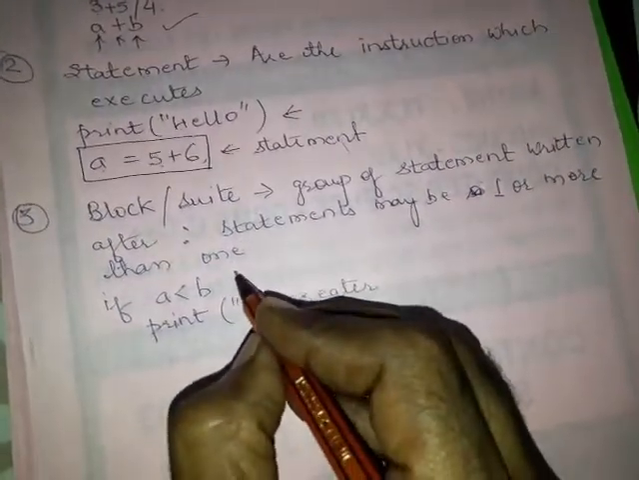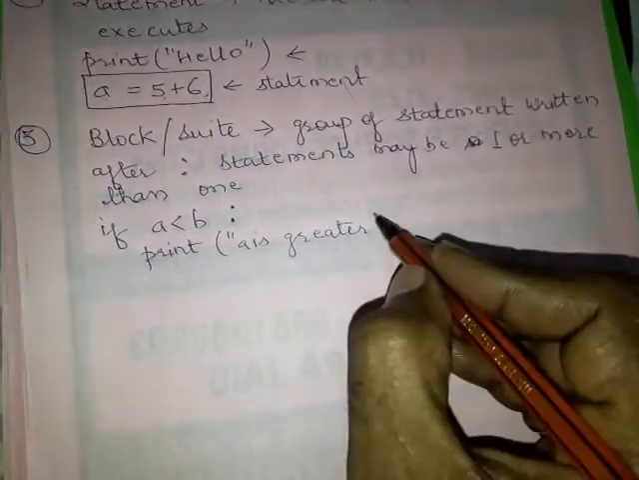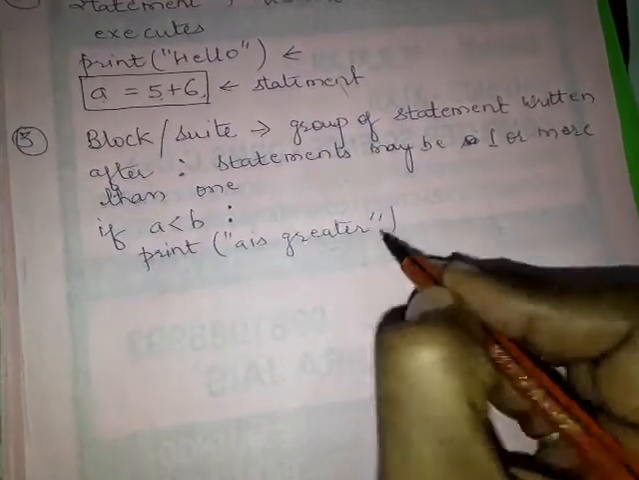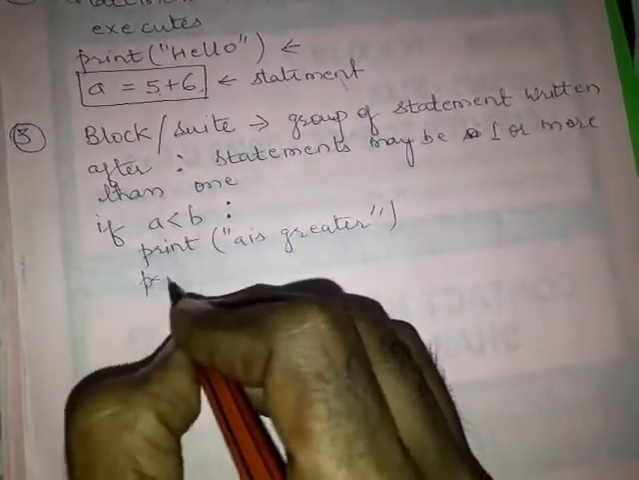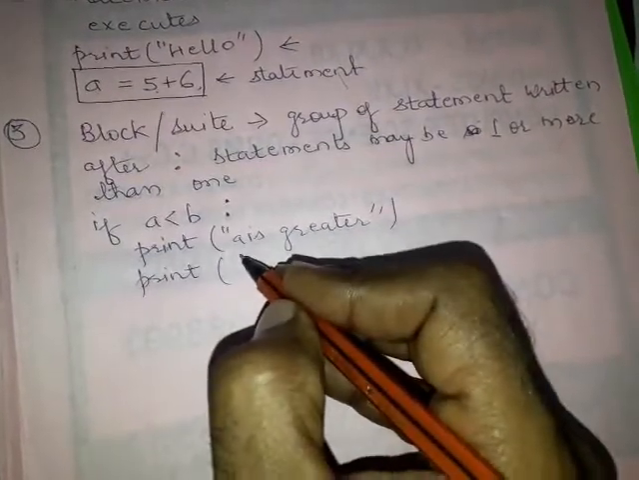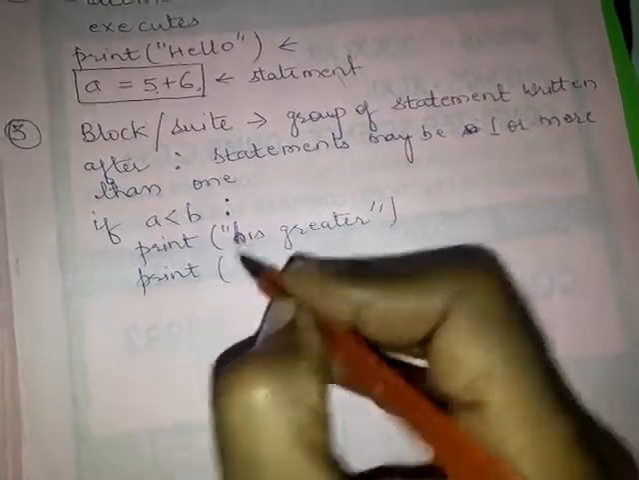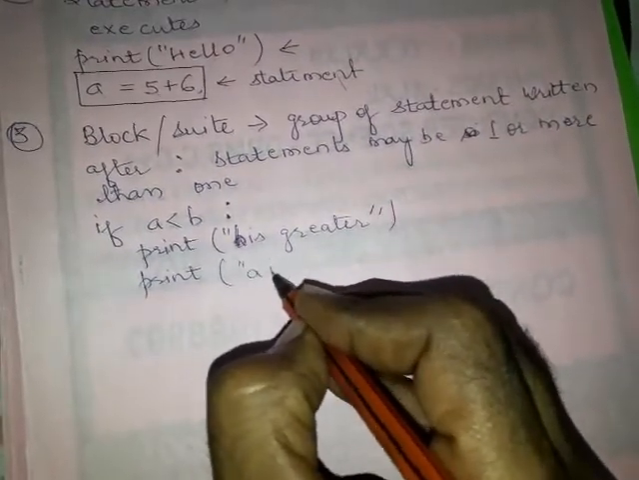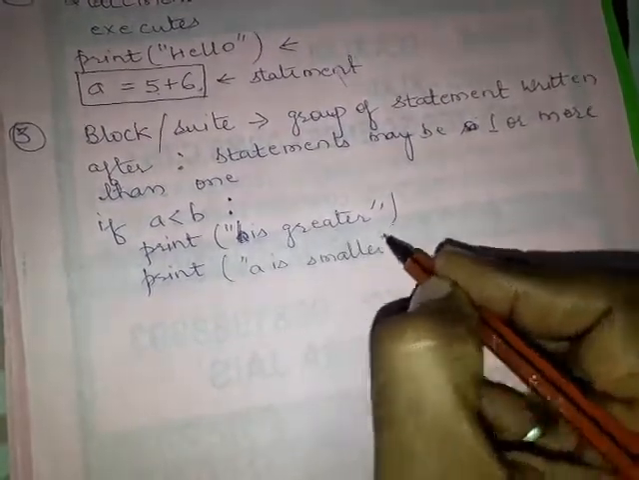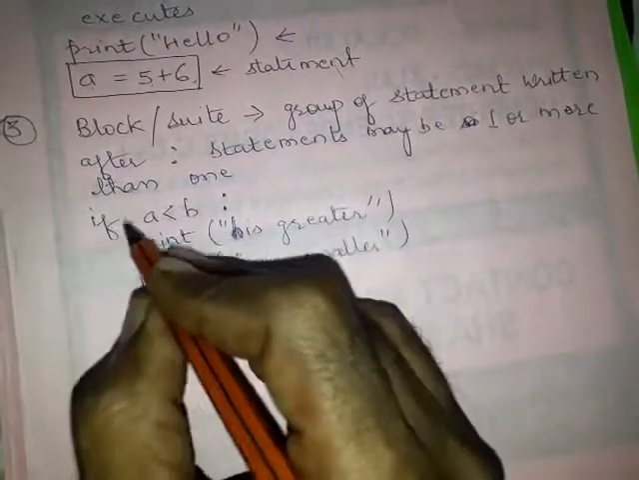I write colon over here, and again I write print, sorry, type "b is greater", and write "a is smaller". So here this is a block.